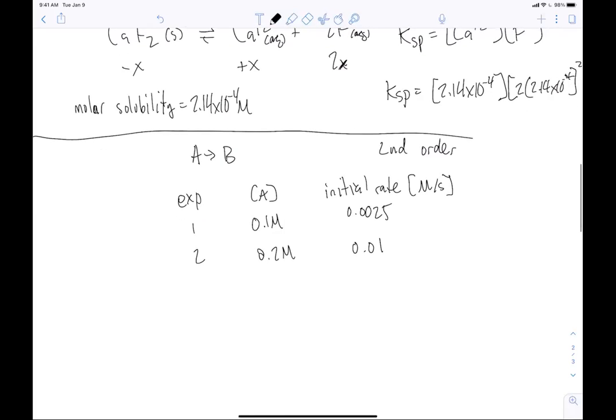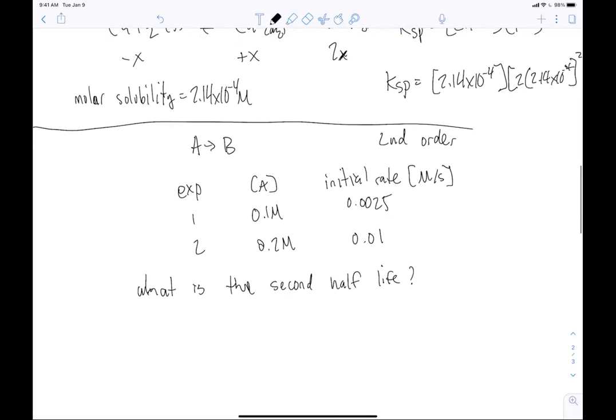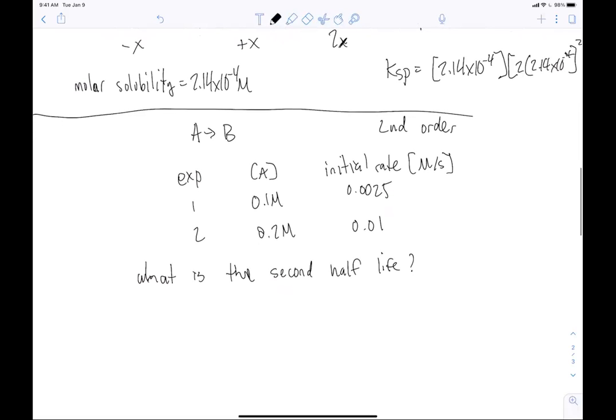And then the question is, what is the second half-life? So for a first order reaction, the second half-life is the same as the first half-life. That doesn't change because it's not dependent on the concentration. But for zeroth order and second order reactions, the half-life is dependent on the concentration.